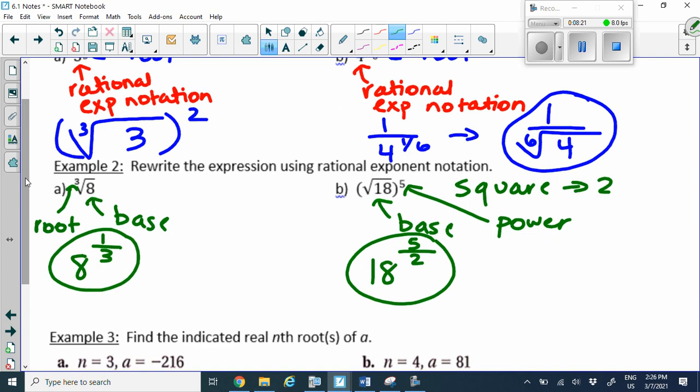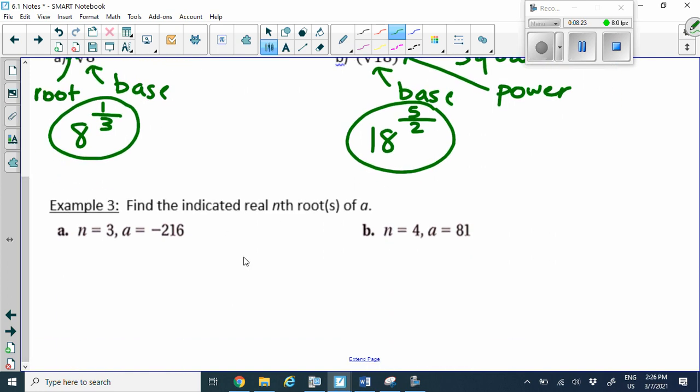Okay, so now let's go ahead and do example 3. It says find the indicated real nth roots of a. So what this means is n is going to represent our root, and the a is going to represent our base. Okay, so this is saying we are taking the cube root of negative 216. We have cube root of negative 216.